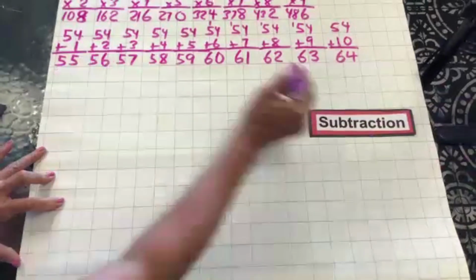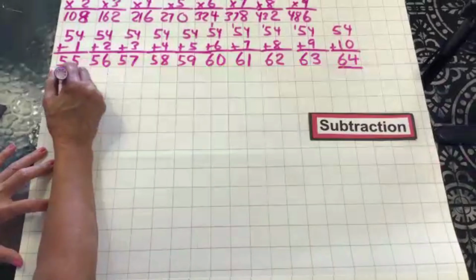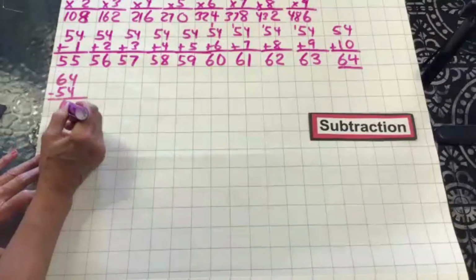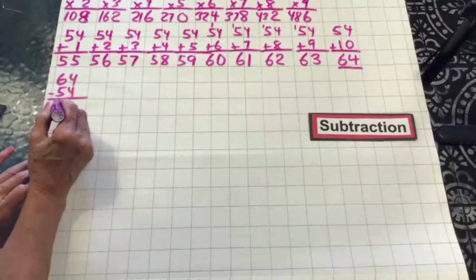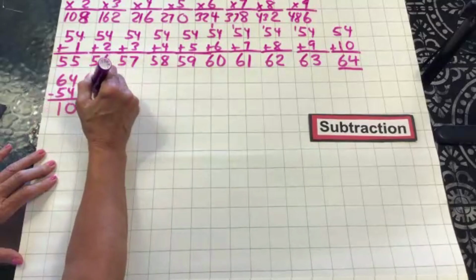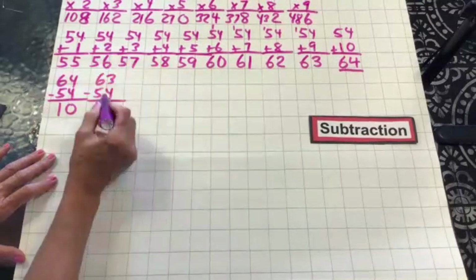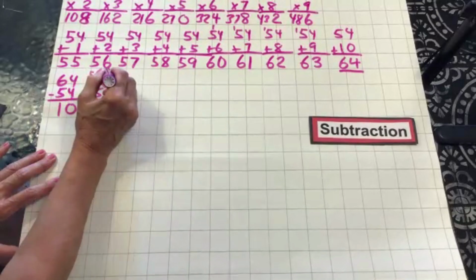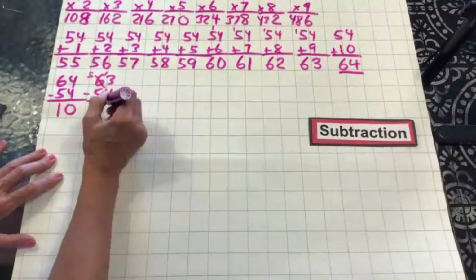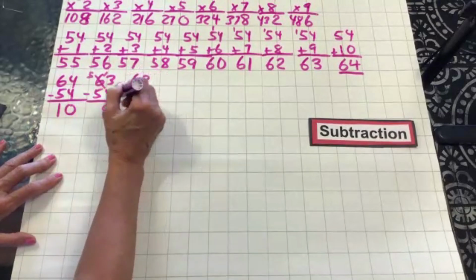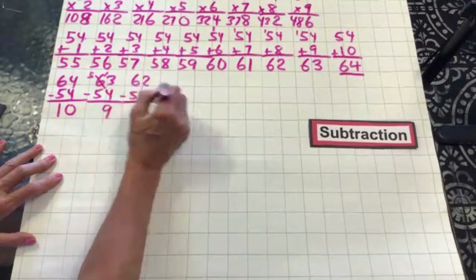Let's go on to subtraction. So we're going to always start with this number. So 64 minus 54. 4 minus 4 is 0. 6 minus 5 is 1. 63 minus 54. 4 from 3 cannot do. Borrow from the 6, leaving 5, making that 13 minus 4 is 9. 5 minus 5, nothing.